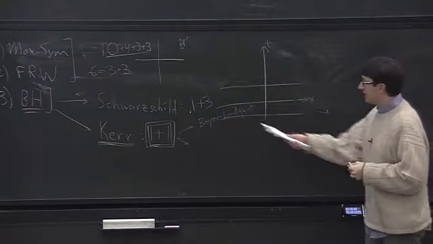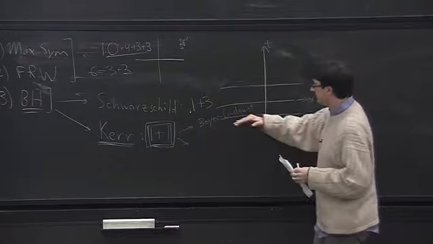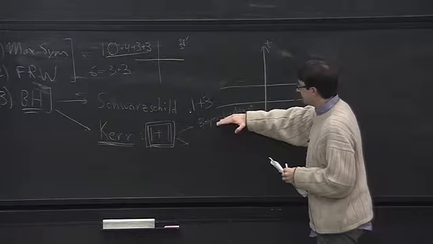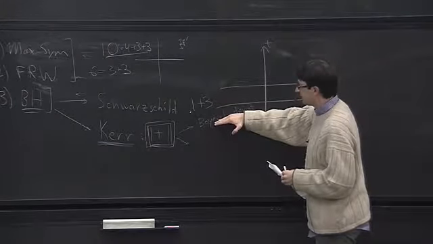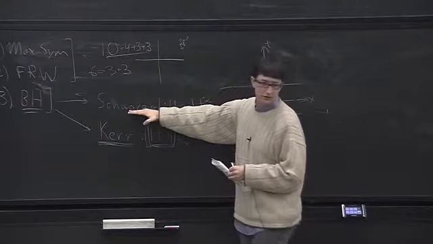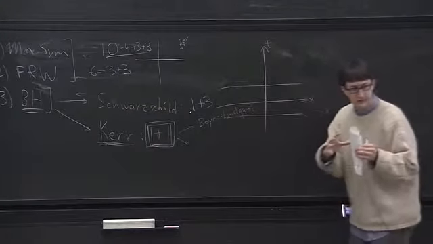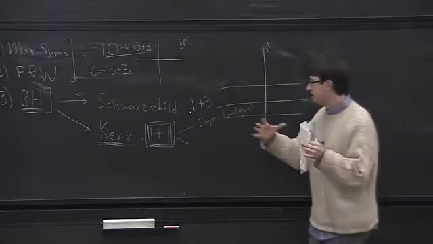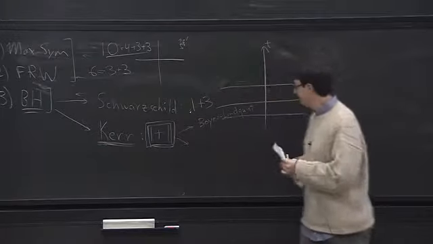These are the ones that are commonly used for astrophysical calculations, because these are the ones that, when you take the limit that the spin goes to zero, they reduce to these Schwarzschild coordinates. So it's clear that in some sense they're just a perturbation or a deformation of the Schwarzschild metric.